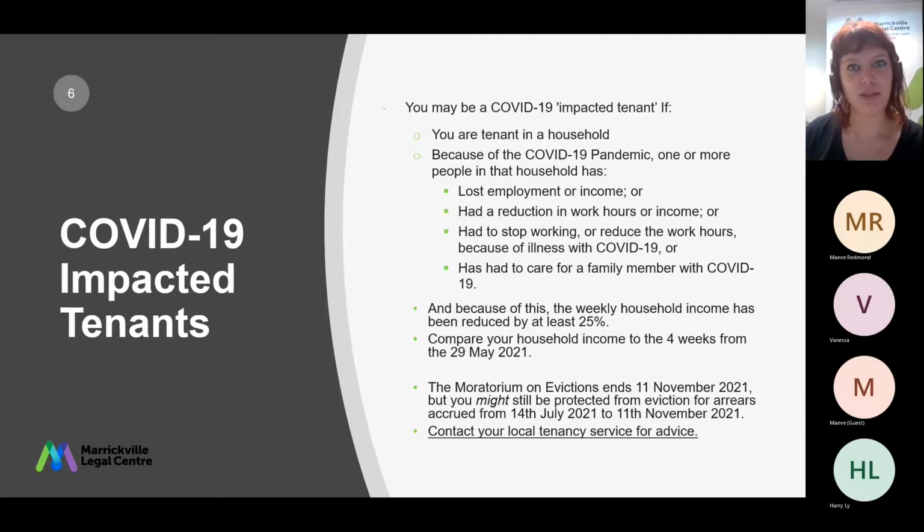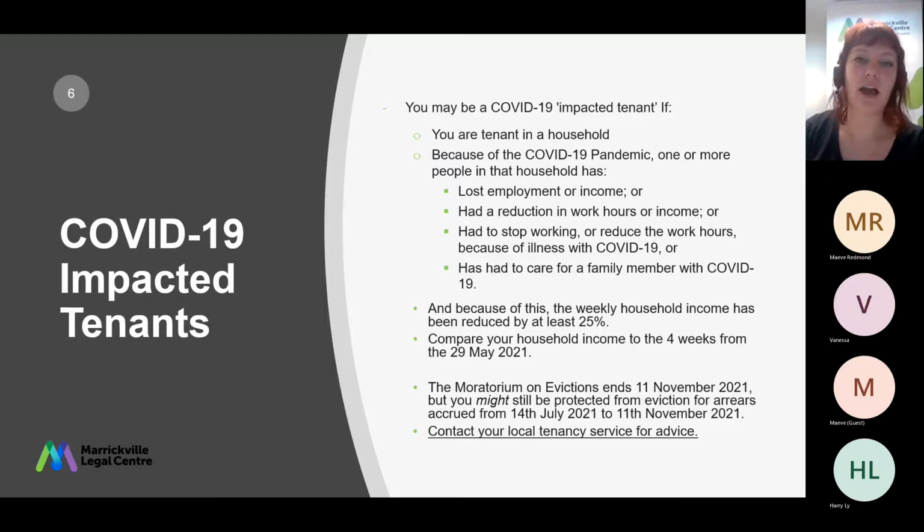Sorry, that's a bit of a mouthful, but just to be clear, basically, if you have had at least 25% loss of your income or other employment because of one of the reasons I've just mentioned, you may be considered a COVID impacted tenant, and the relevant period is from the 29th of May, the 4 weeks from the 29th of May.